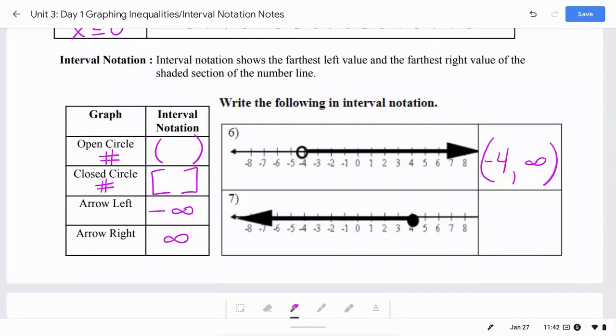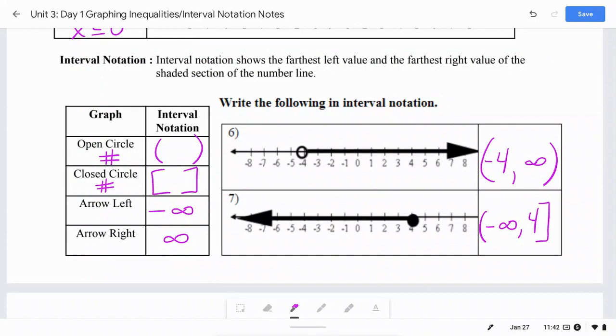For example 7, we look at how far to the left the graph is going. It's going forever to the left, so that's towards -infinity. And again, we always use parentheses with infinity symbols. And then how far to the right is the graph going? It's stopping at +4. And since it's a closed circle, we're going to put a bracket around the +4.